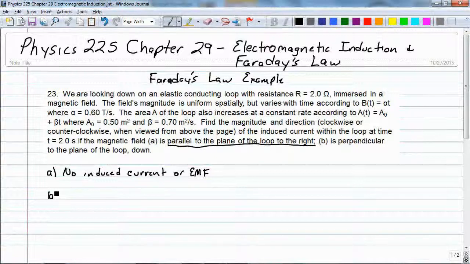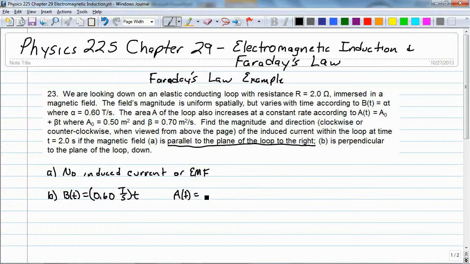Now for part B, first we have to write our magnetic field, so that's B function of t, and that's going to be equal to 0.60 teslas per second times t, and our area is going to be equal to 0.50 meters squared plus our beta, which is 0.70 meters squared per second, times t.